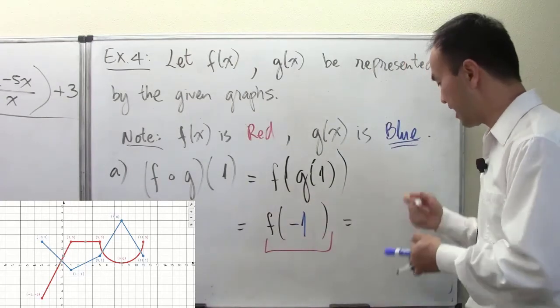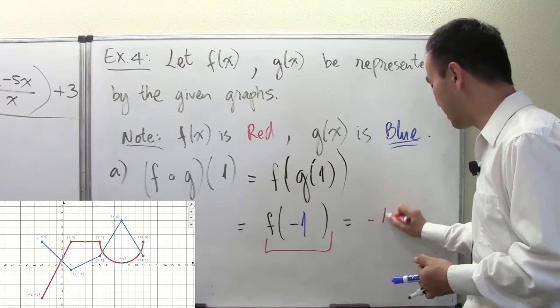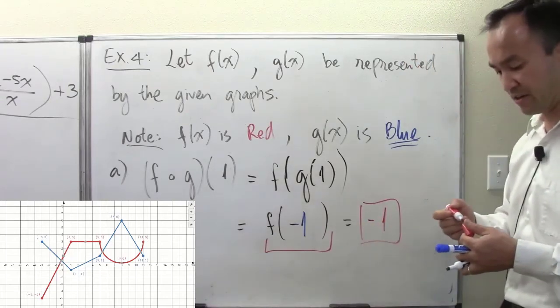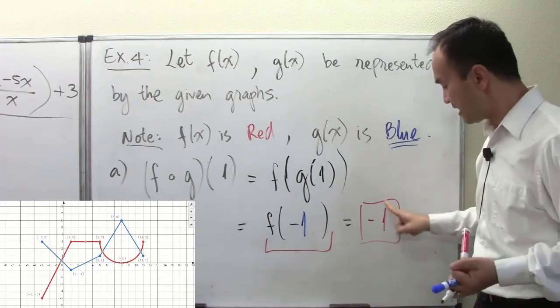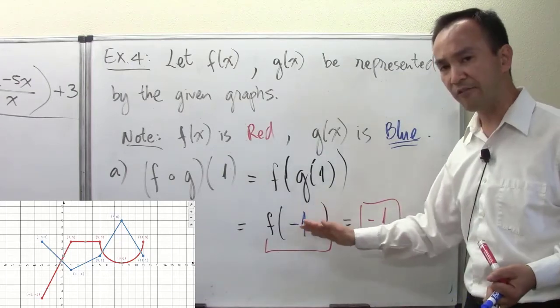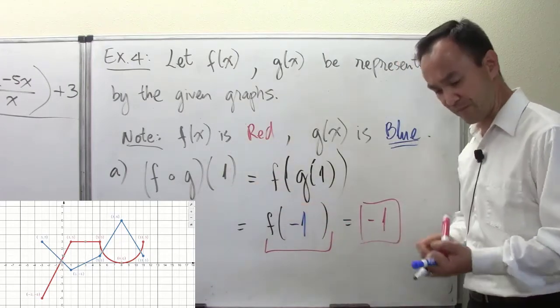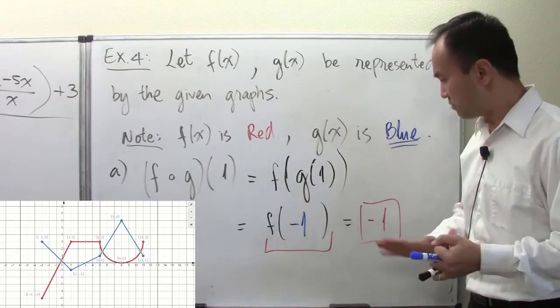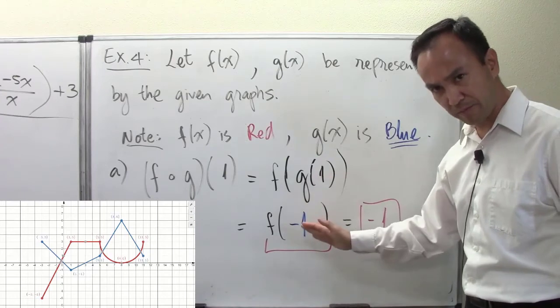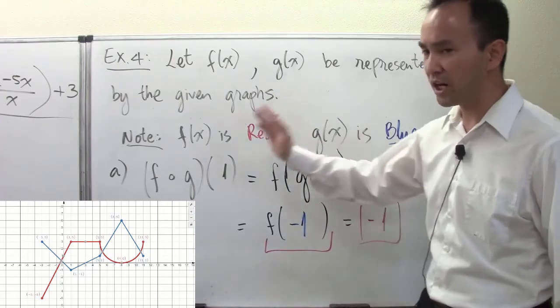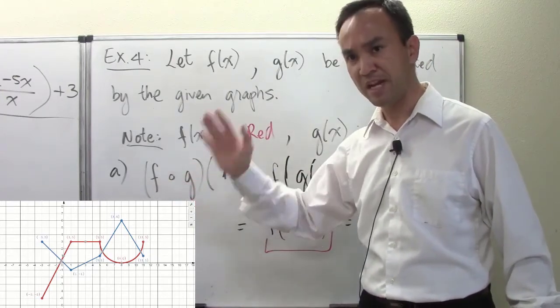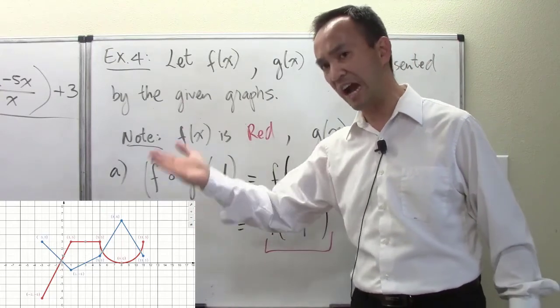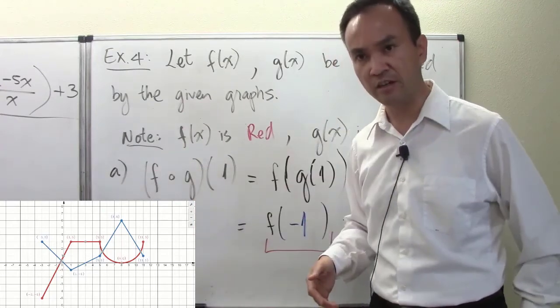This overall answer is negative 1. It looks a little odd that I'm writing the answer in red ink, but it's indicating that this is the final outcome that came out from the red function. This problem demonstrates how we can work with the composition of two functions, and we can track down the output based on the given graph right there.